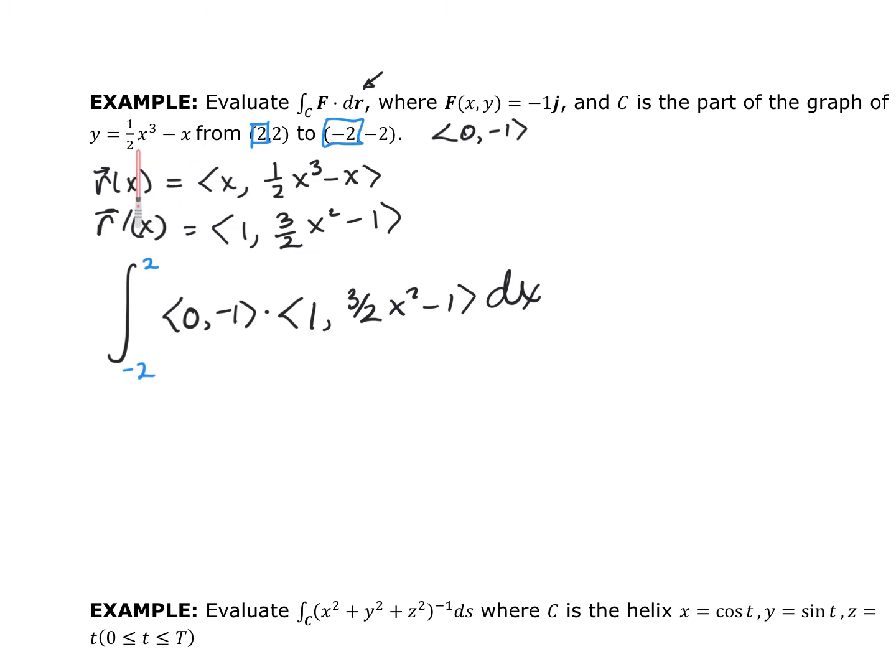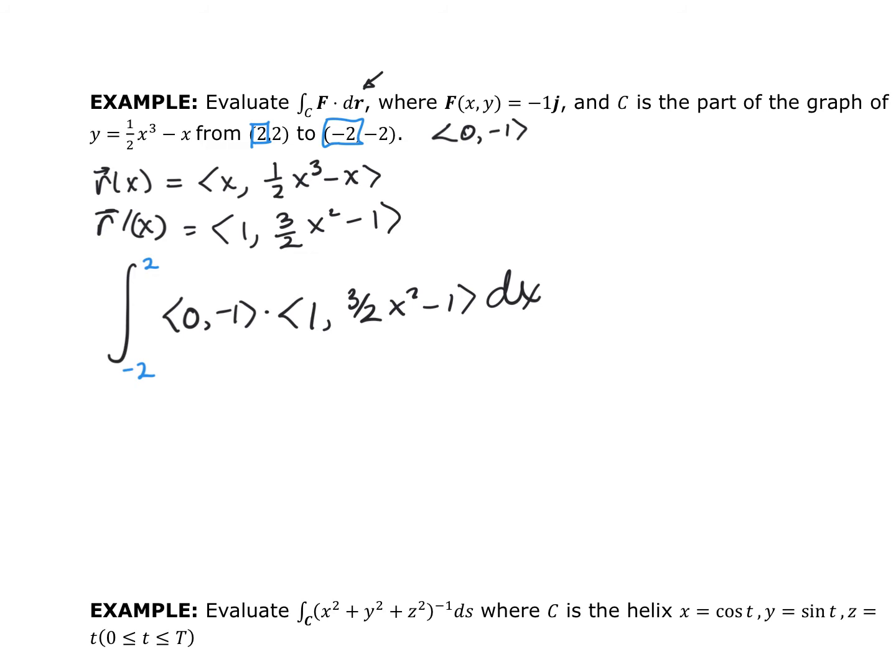I could turn it in terms of t. That'd be totally fine to do, and if I did that, it's not a big deal. It would just be x is t, and then y would be 1/2 t cubed minus t, and this would be in terms of dt. t, of course, because x is equal to t, would run between -2 and 2. So I don't necessarily have to do that.